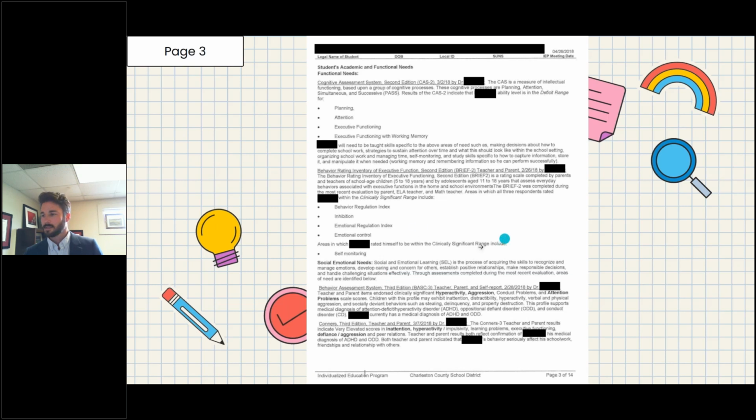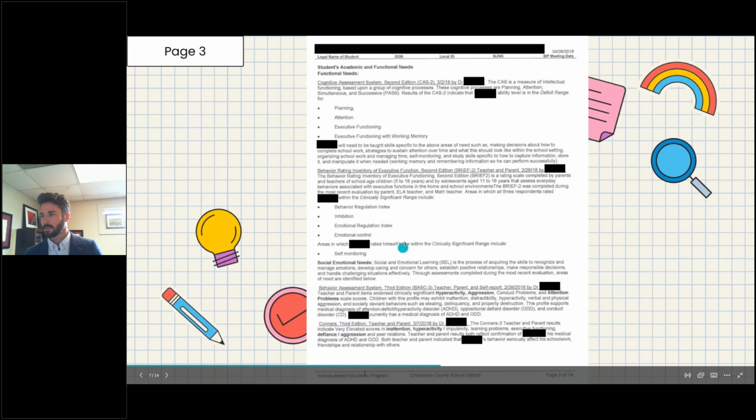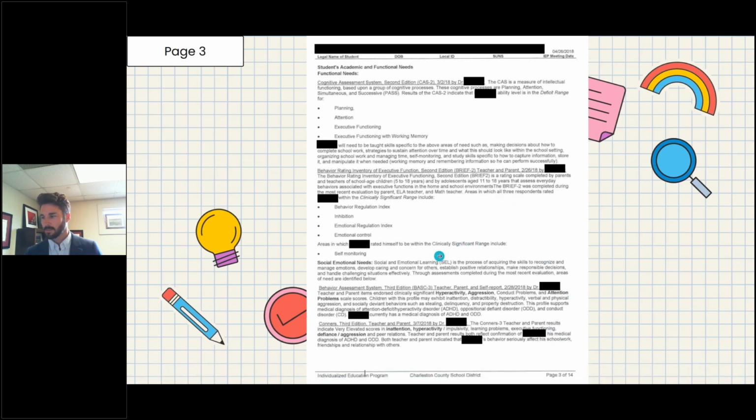So, social emotional needs: the BASC-3 and the Conners were the ones that were administered, with teacher and parent, again, rating scales. Significant, clinically significant hyperactivity, aggression, conduct problems, attention problems. The profile supports the medical diagnosis of ADHD, ODD. Currently has a medical diagnosis, right? So we want to make sure that we've got some data to support that doctor's diagnosis, and there it is, right?